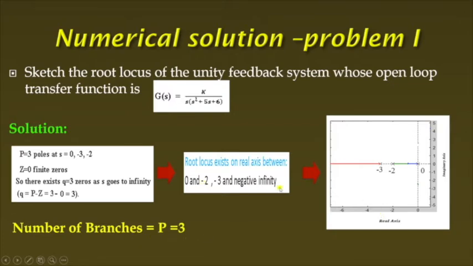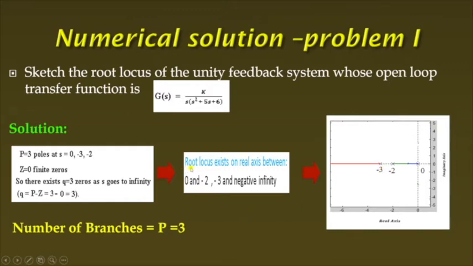So poles and zeros are drawn in the s-plane. This is the imaginary axis and this is the real axis. Here there is no zero, so only poles are present: 0, minus 2, and minus 3. The poles are indicated by a cross sign.